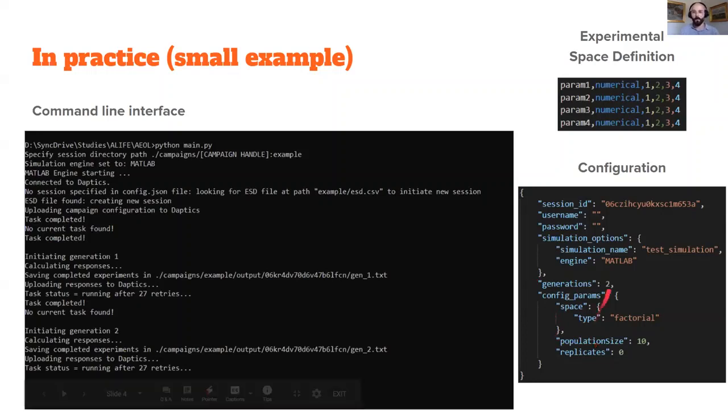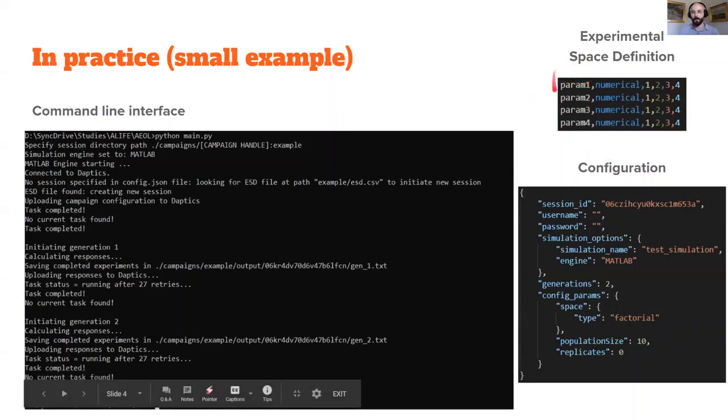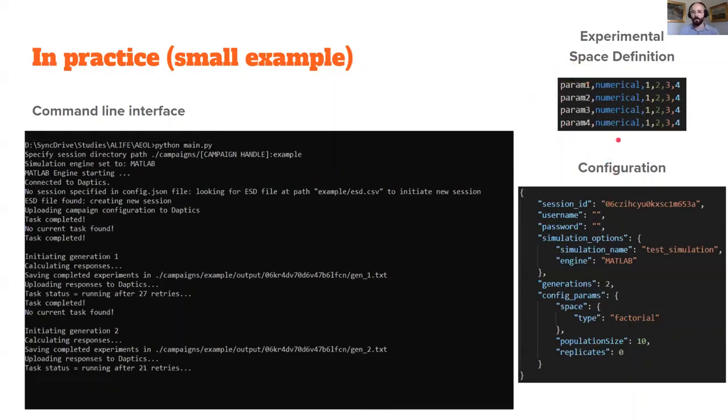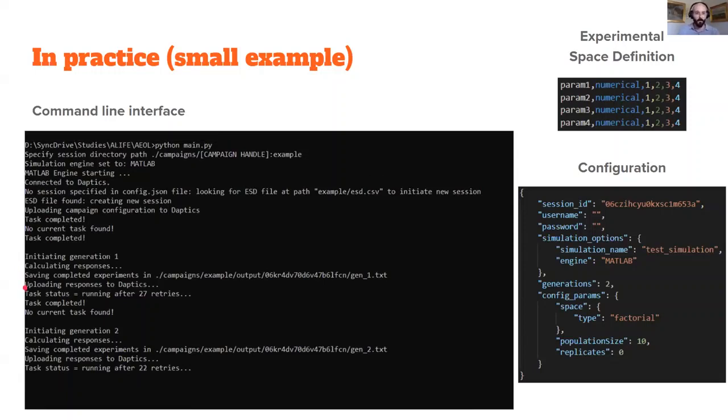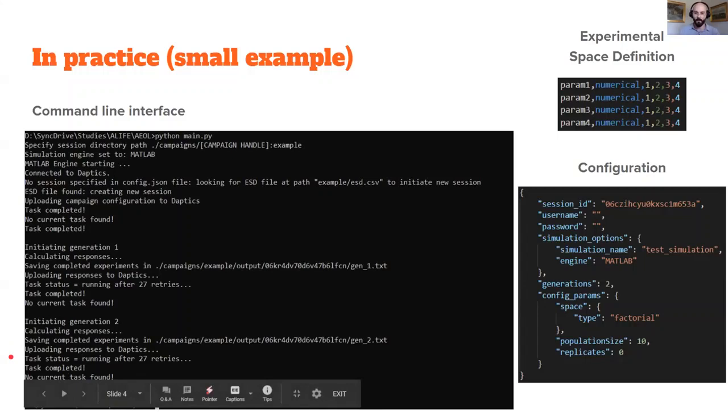In the configuration, we also have the experimental space definition, which is a set of parameters and the type of each parameter and the values that it can take. So after the configuration and initialization, it begins with the first generation, calculates the responses for all of the set of simulations, saves it locally, and uploads it to the analytical framework. And then the framework comes with a new set of experimental parameters for which we can carry out a new set of simulations. And this goes on until it finishes.